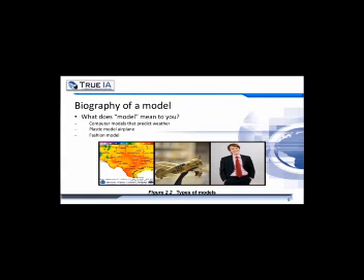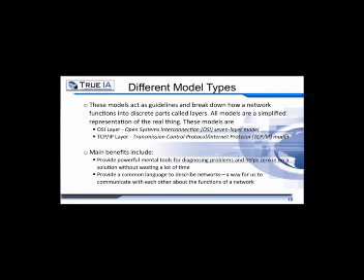What is a model? We have lots of them around us: computer models that predict the weather, plastic model airplanes, fashion models. They're all models. The model has the major functions of the real item. There are different model types, especially when we start talking about networking. These two models, the OSI layer model and the TCP/IP layer model, act as guidelines and break down how a network functions into discrete parts called layers.